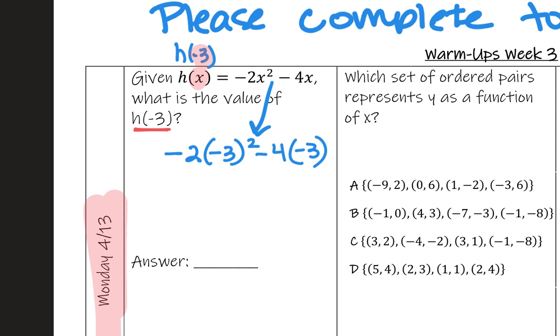This is one way to do it. I'll tell you about the other way in a bit. So wherever you see the x's, you're just plugging in the negative 3. That's option 1, right? Option 1, this is what we can do.